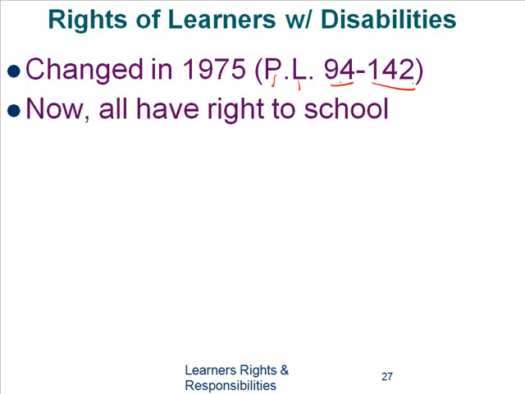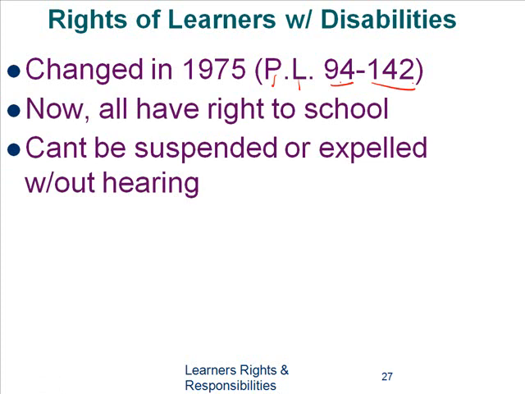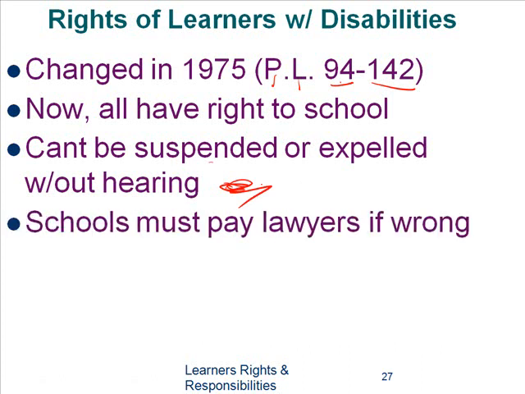Now, all have a right to school and can't be suspended or expelled without a hearing, and this is a special right that kids with disabilities enjoy. You realize you can suspend or expel other kids without a hearing? That they can request it, but you cannot do that with these kids? This group is a protected group. This group, unlike so many others, enjoy some special privileges the other kids don't.